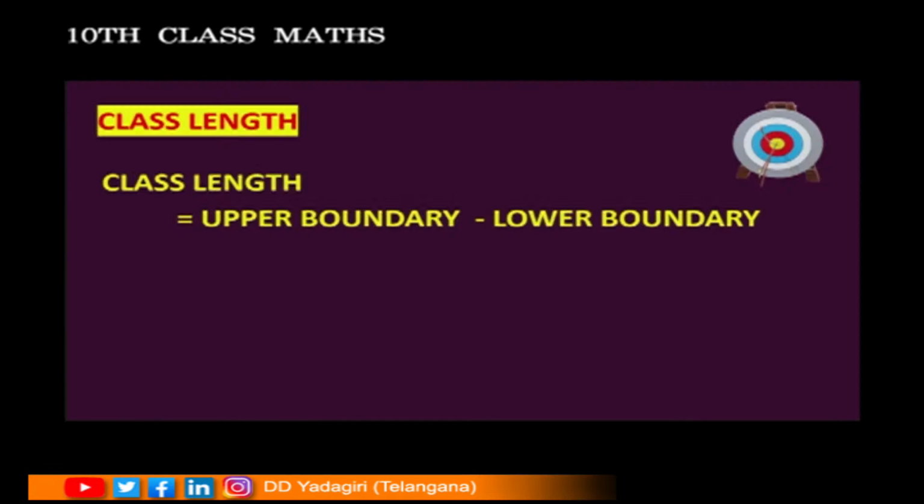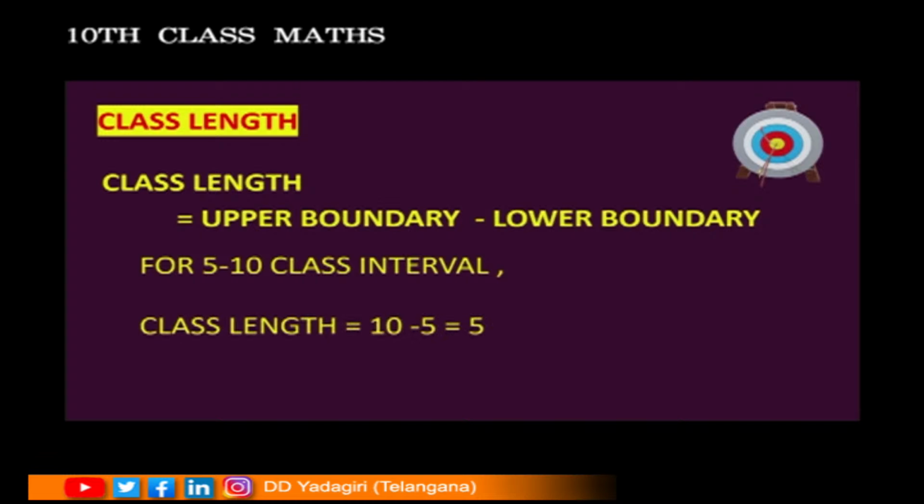So what is class length? The class length is nothing but the upper boundary minus lower boundary. So if you take the class interval as 5 to 10, the class length is going to be 10 minus 5. So 10 minus 5 is 5. So the class length of interval 5 to 10 is 5.